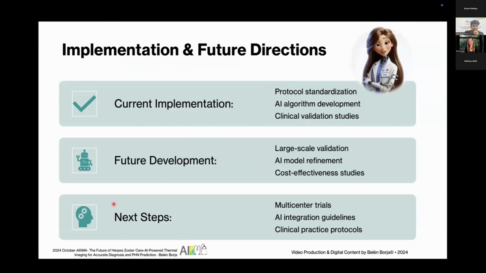And here comes my favorite part, our next steps. Multi-center trials, because one center is never enough for Zaya. AI integration guidelines, making sure I play nice with all your systems, and clinical practice protocols, because we love a good standardized approach. Together, we're going to reach new heights. After all, who better than your favorite AI assistant to show what happens when brilliant minds and cutting-edge technology join forces?